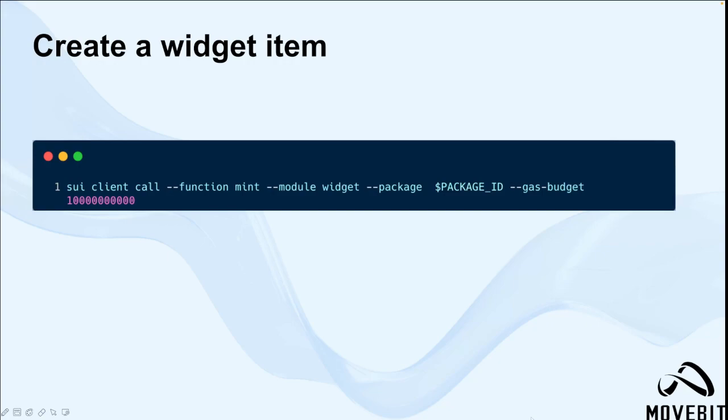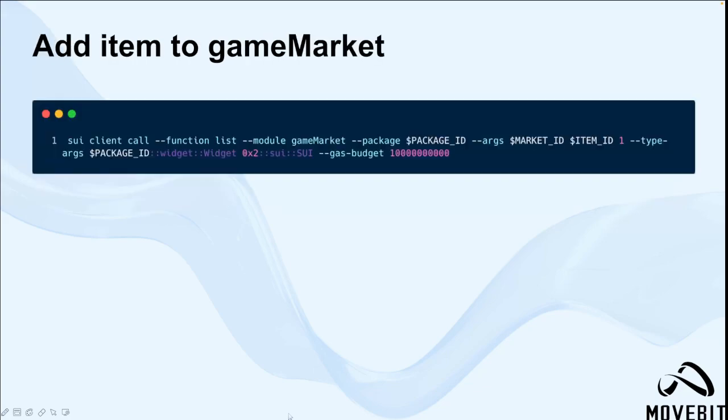Then we will create a widget to be listed. So this is the call to create a widget, and you can preserve the object ID of the minted widget as an environment variable. Next, we'll add this item to our game market using this command. Two type arguments need to be provided here. The first one is the type of the item to be listed, and the second one is the type of the fungible token for payments. In the above example, the listing price is set to 1. And upon executing this transaction, you can view the newly created listing in the Sui Explorer.